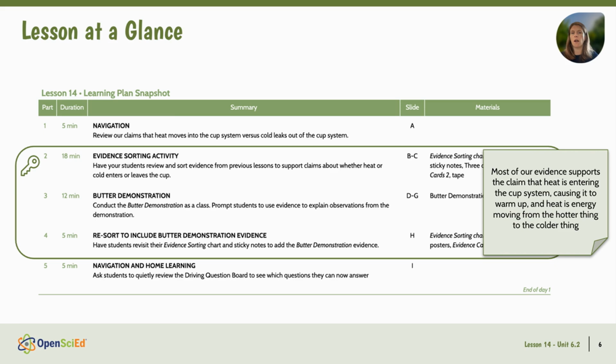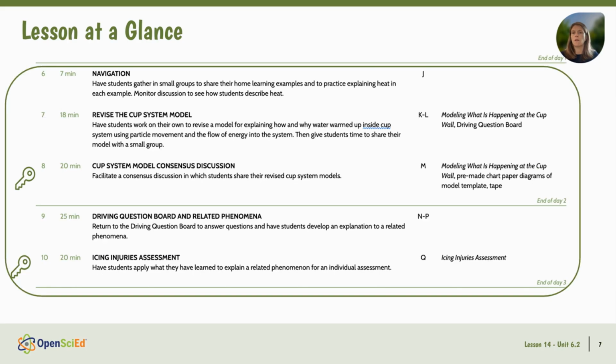From this, we figure out that most of our evidence supports the claim that heat is entering the cup system, causing it to warm up. And heat is energy moving from the hotter thing to the colder thing. So in day 2 and day 3, we continue thinking about which way energy is transferring when we have a system or systems with temperature changes.